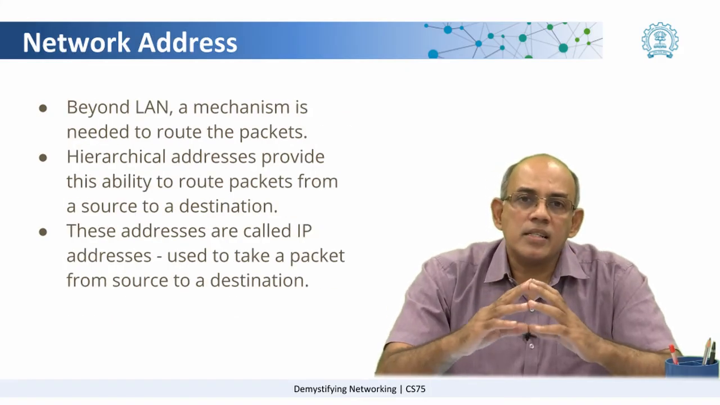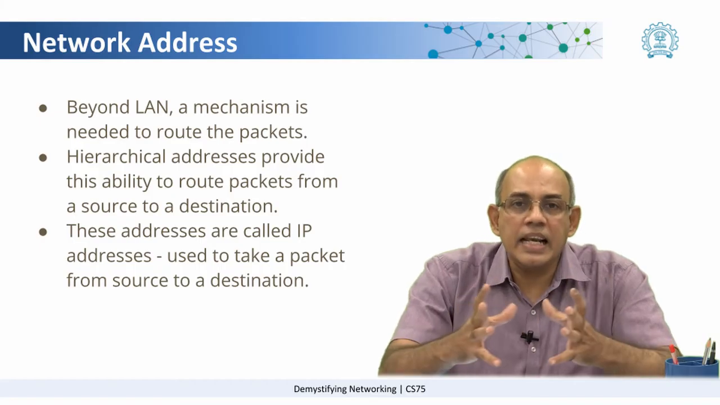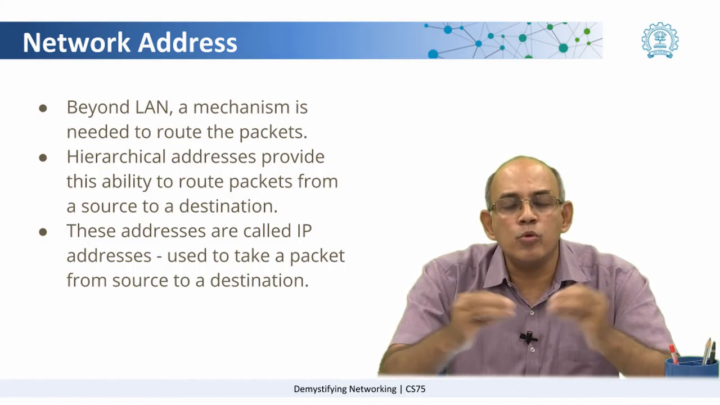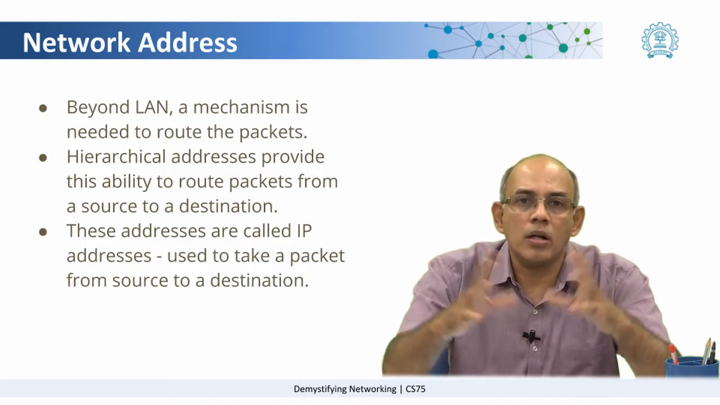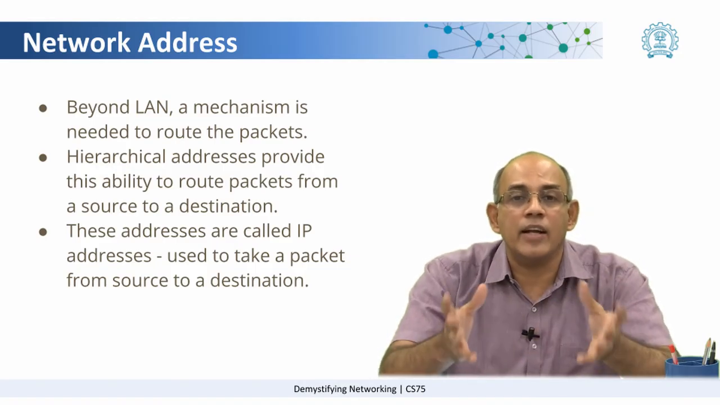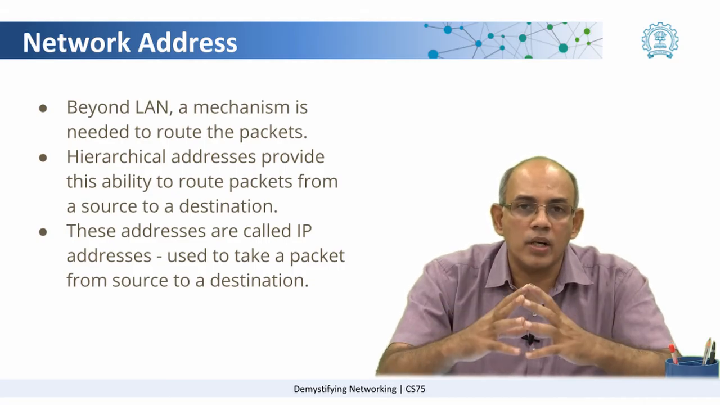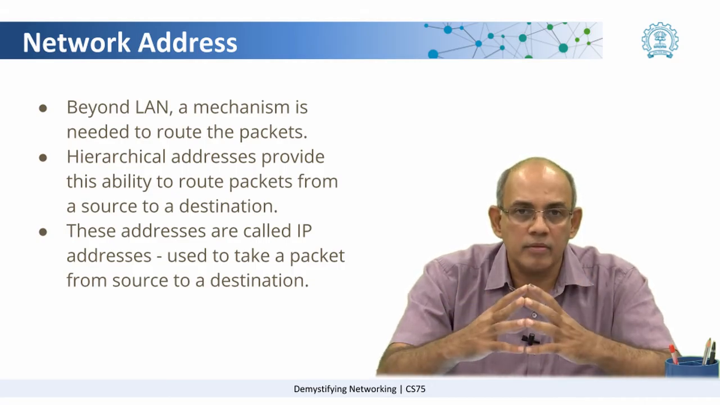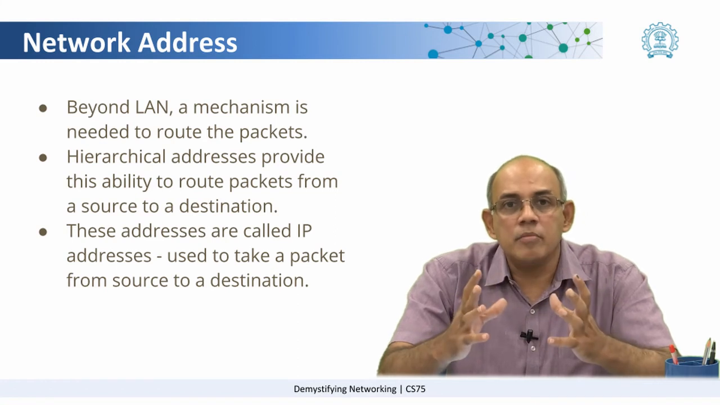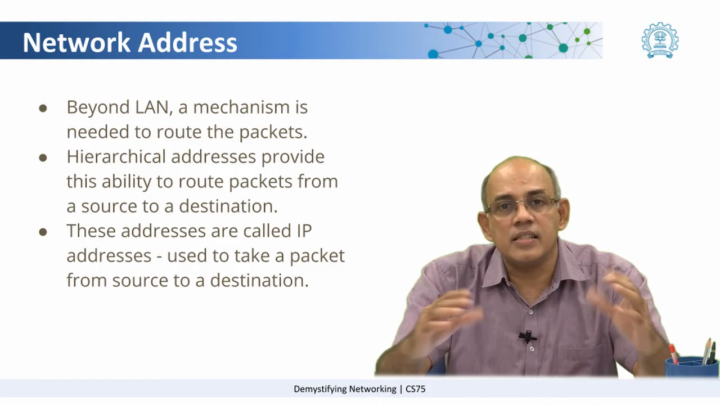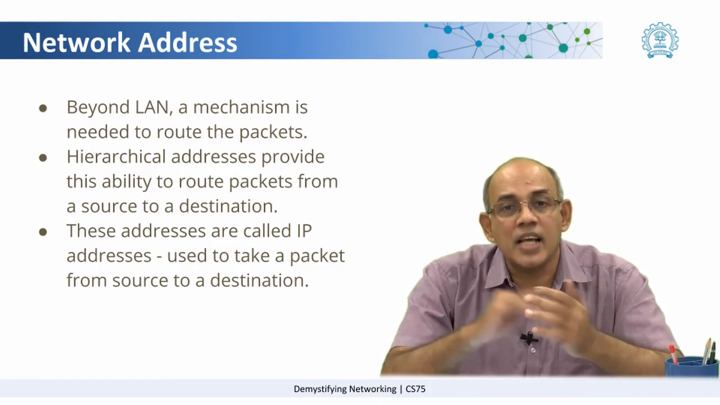So the MAC address is useful at the link layer where multiple machines are using the same link to communicate, or when machines are on a LAN or a local area network. What happens when we go beyond the local area, when we go beyond a LAN? Some mechanism is needed to categorize these addresses so that packets can be routed.